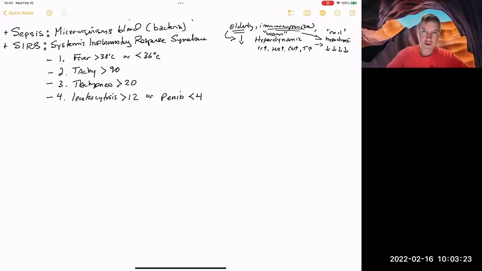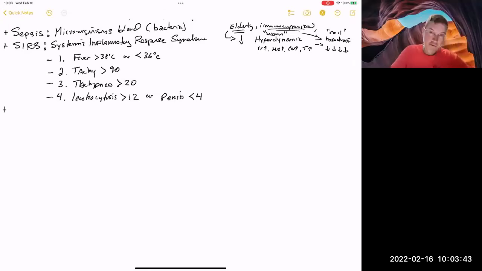So if they have at least two of these four criteria, they have SIRS, right? So if somebody has an infection and two of these four criteria, they also have SIRS, which means that they have inflammation occurring throughout their body. It's systemic, all right? And that's SIRS.